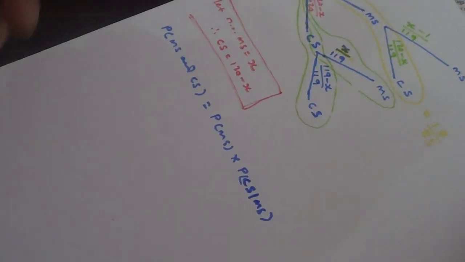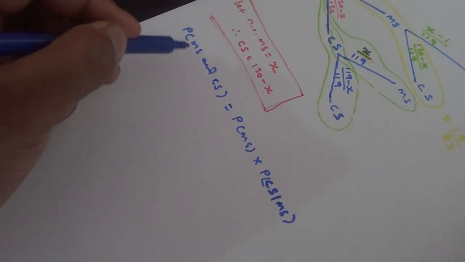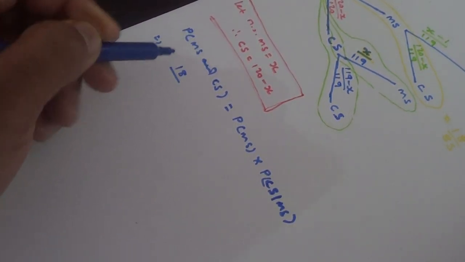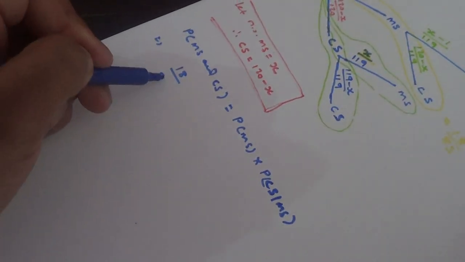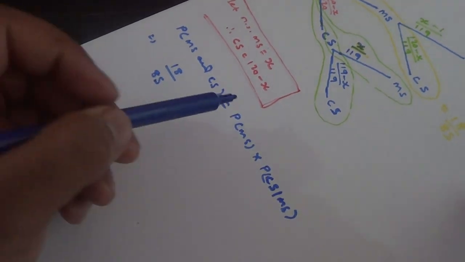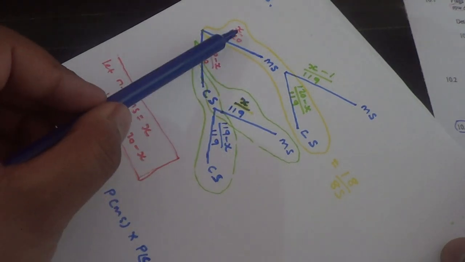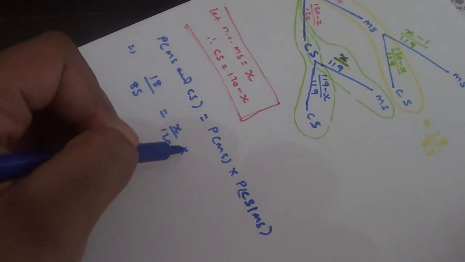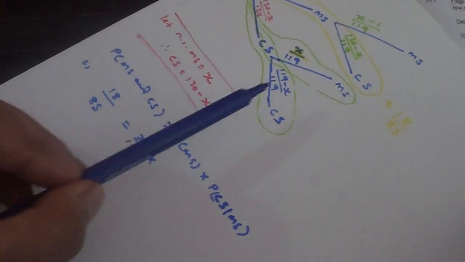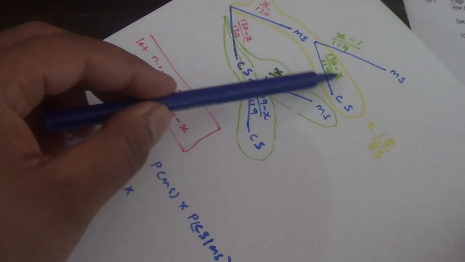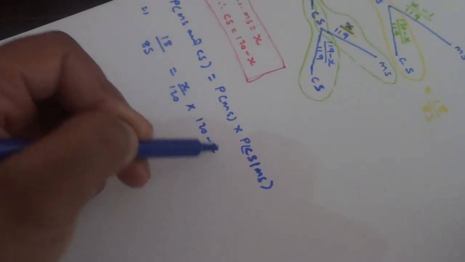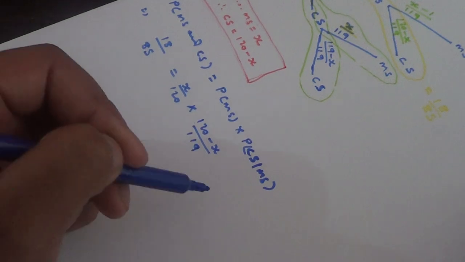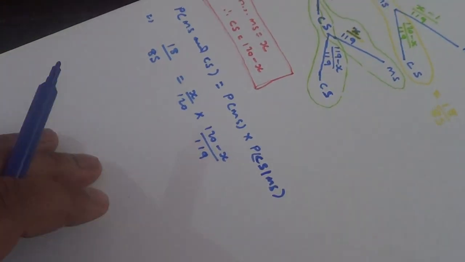Maybe I should have said this one is 118 so that I can substitute this one there and let it follow. Anyway, we were told that this one is 18 over 85. Equals, now what is that? So P(MS). Now we know that we're dealing with the yellow arm. So it was x over 120 multiplied by this one, now that A has occurred, it is this part. It's going to be (120 minus x) over 119. Great, so we are done.